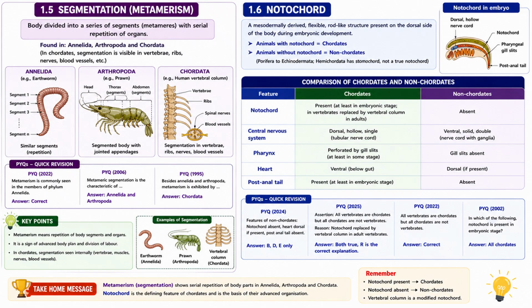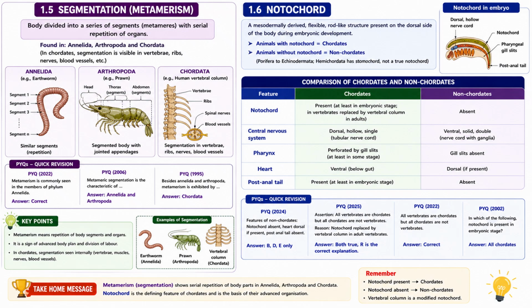So you can see the notochord in the embryo in the diagrammatic format also. The comparison between the chordates and non-chordates: in the chordates, notochord is present, and in the non-chordates it is absent. In the chordates, the central nervous system is a dorsal, hollow, single tubular nerve cord, whereas in non-chordates it is ventral, solid, and double. That is, there is a nerve cord with ganglia.